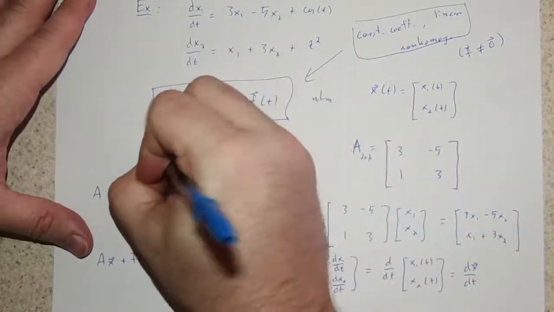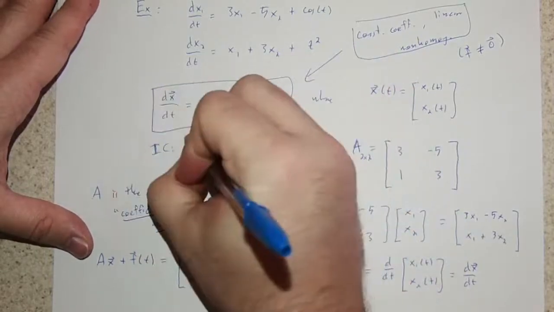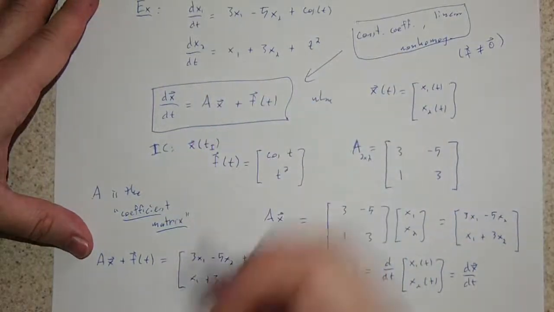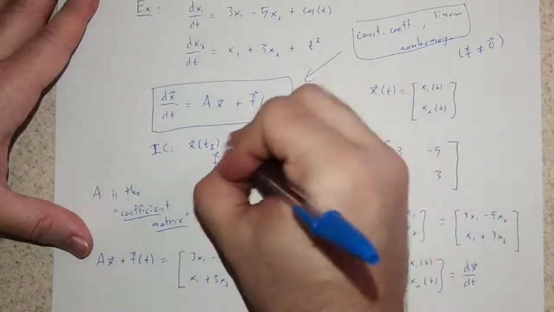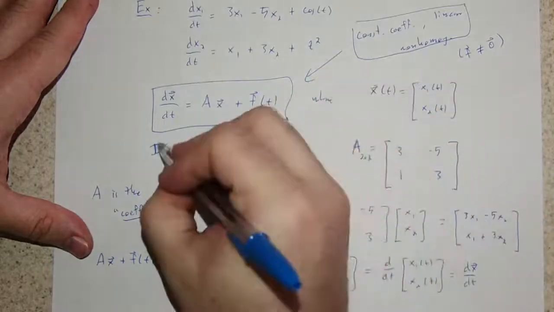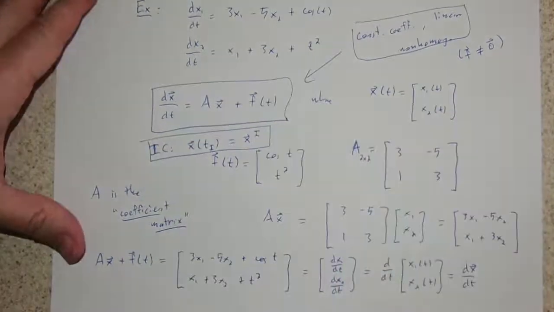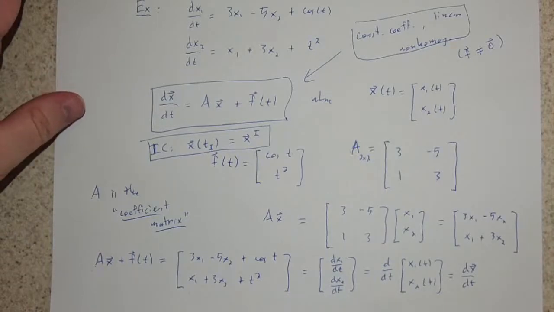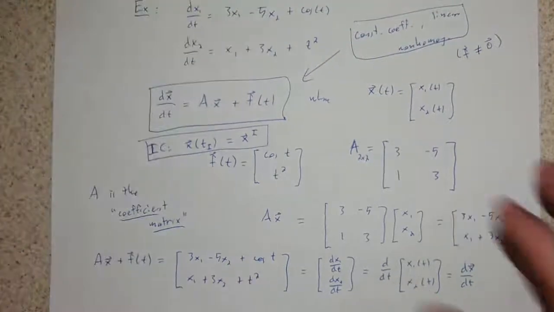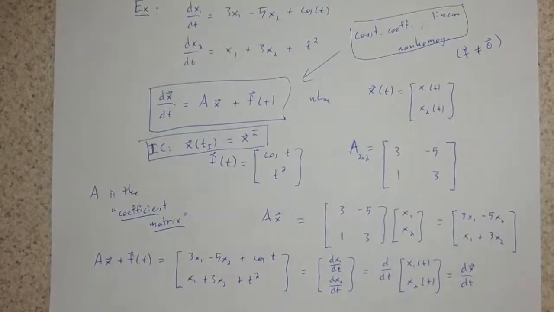So an IC for something like this looks like an imposition of saying that my vector x, the solution vector, at some initial time is some vector that I will call x super I. So I'm going to use superscript here. Okay. So let's do a quick example of that. Let me get some more paper. So quick example here.